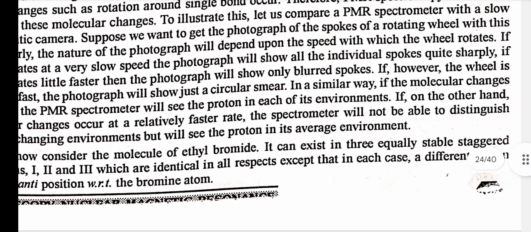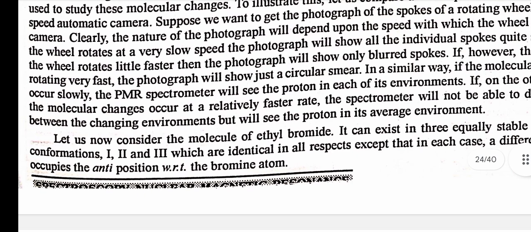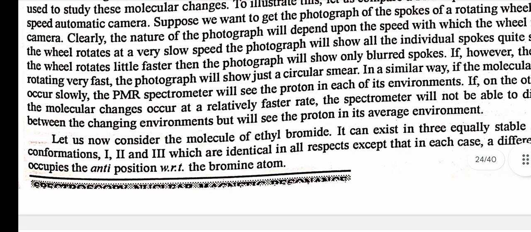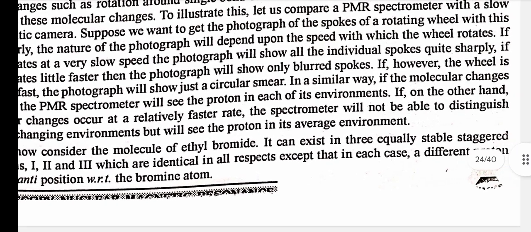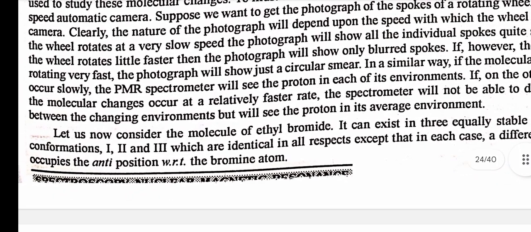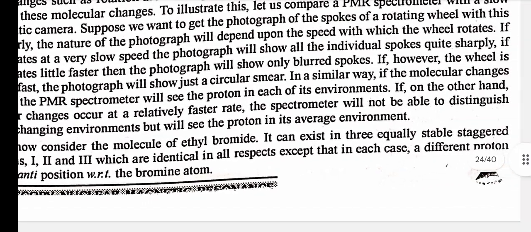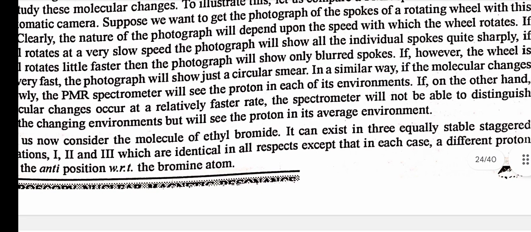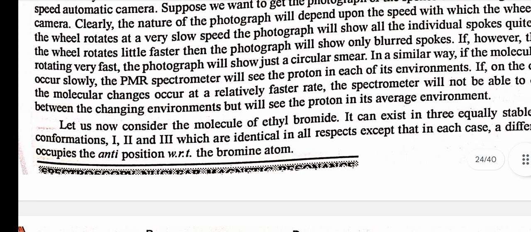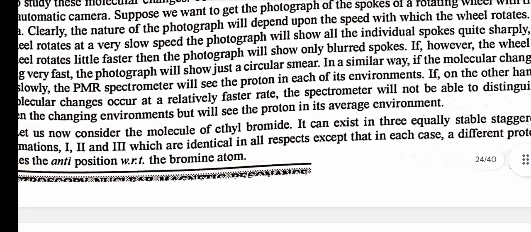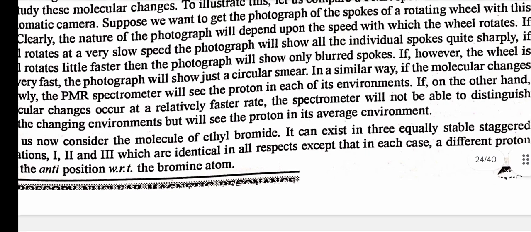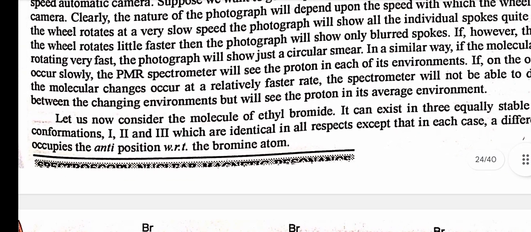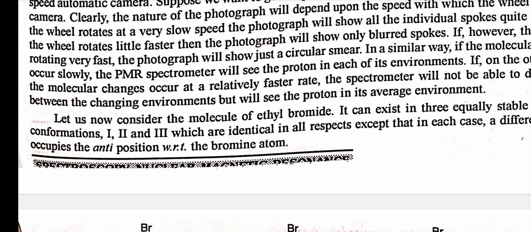In a similar way, if the molecular changes occur slowly, the PMR spectrometer will see the proton in each of its environments. If, on the other hand, the molecular changes occur at a relatively faster rate, the spectrometer will not be able to distinguish between the changing environments but will see the proton in its average environment. Let us now consider the molecule of ethyl bromide. It can exist in three equally stable staggered conformations 1, 2 and 3 which are identical in all respects except that in each case a different proton occupies the anti position to the bromine atom.